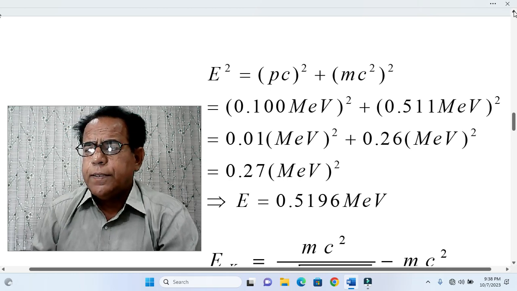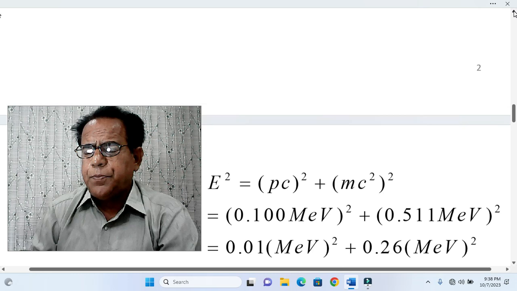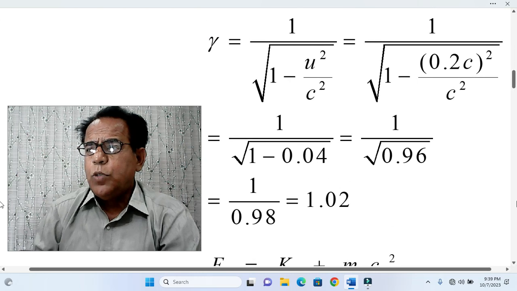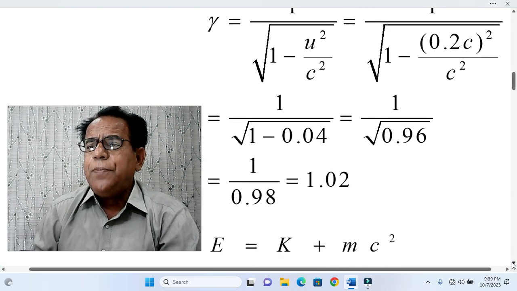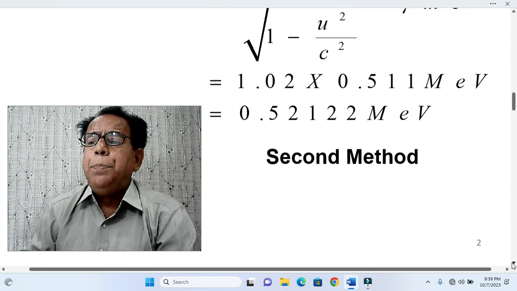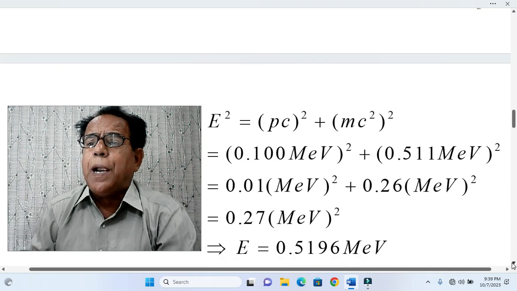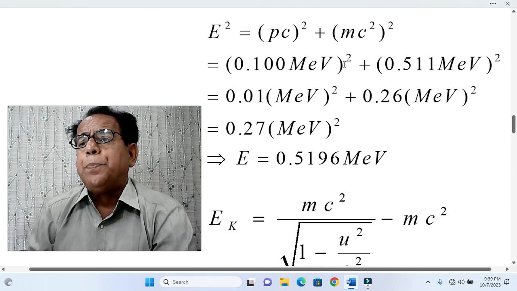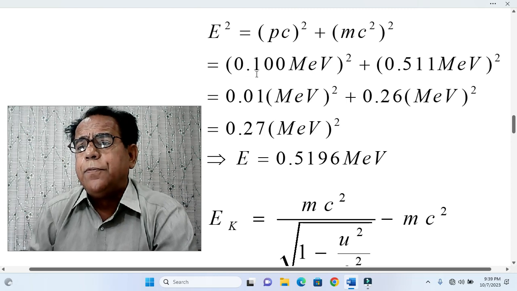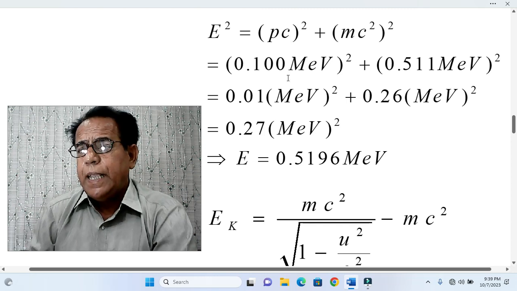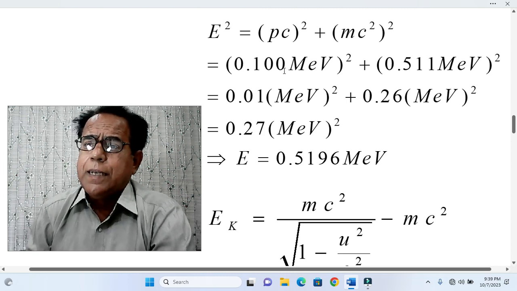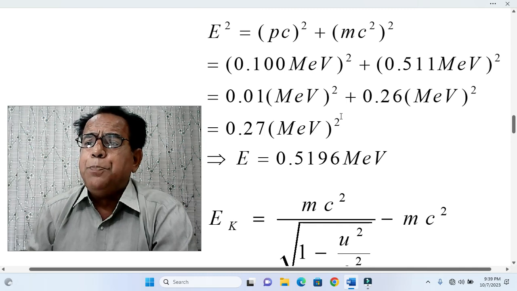Actually, dear students, this value which we have used will be found in a later part of this problem. But here, in order to counter check our problem, we have used this value, 0.100 million electron volt, the value of PC. We found this value in the next part of the problem, but here, to counter check our solution, we have directly put this value here.